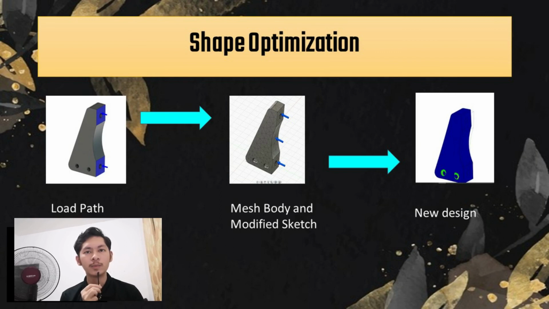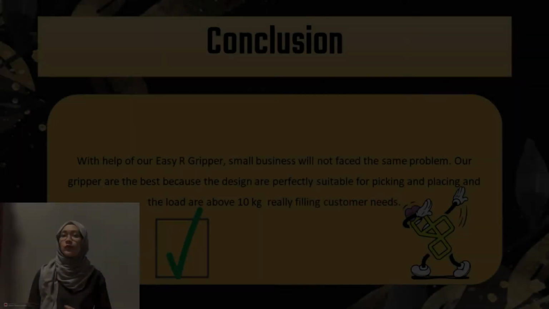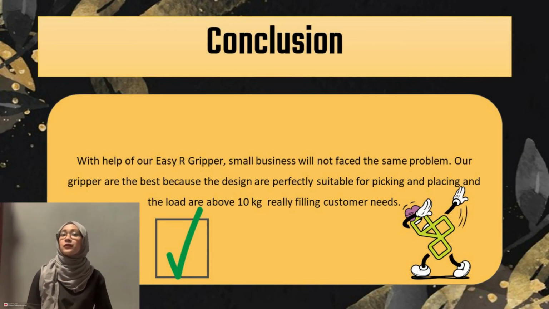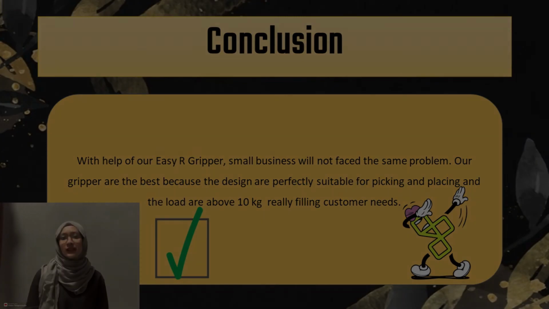This is our shape optimization. The first picture from our left side is the load path, and on its right is the mesh, body, and modified sketch. And the last at the end is the new design of our gripper. With the help of our Easy R Gripper, users will not face the same problem. Our gripper is the best because the design is perfectly suitable for picking and placing, and the load handle is above 10 kg, really fitting our users' needs.